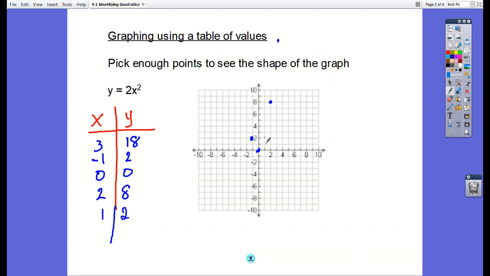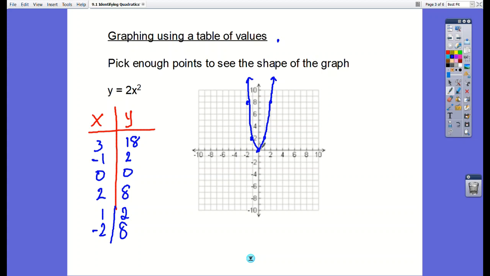We have a pretty good idea now what this looks like. But just so we can see one more thing, let's plug in a -2. So we get kind of a nice amount here. If you plug in a -2, -2 squared is 4 times 2 is 8. What you're going to find, and then we'll connect them with a smooth curve, is that quadratics are symmetric, right? Meaning one side is the same as the other. I guess we should say that the y values are symmetric, which should make sense.